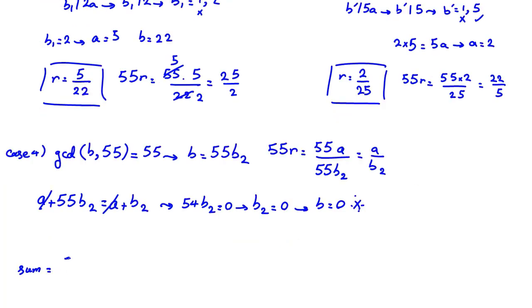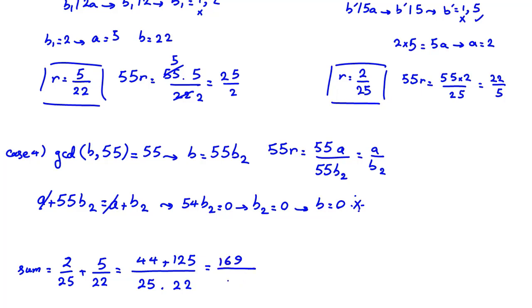So the two possible cases are these, and it says the sum of them. The sum equals 2 over 25 plus 5 over 22. Now if we use a common denominator, it will be 25 times 22. 22 times 2 is 44. 5 times 25 is 125. So 44 plus 125 is 169, over 25 times 22, which is 550.